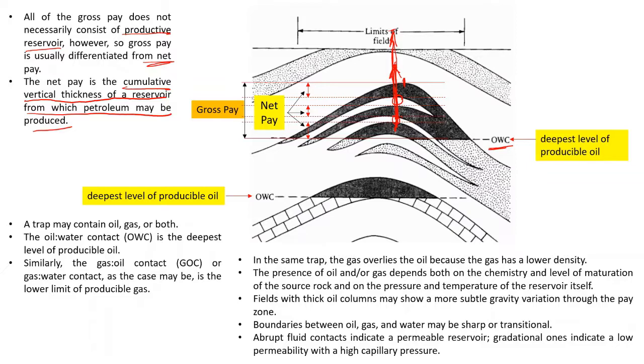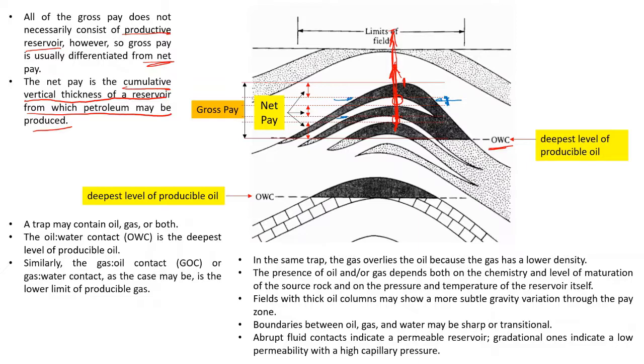The producible part, because I'll just show you. In the top one, you are able to see this is a productive zone, but what about this? Here, this is all oil as well, and oil here as well, but this part may not be extracted. Then again, this is oil here. You just saw this difference between the gross pay and net pay.